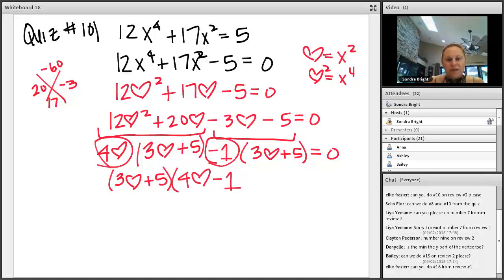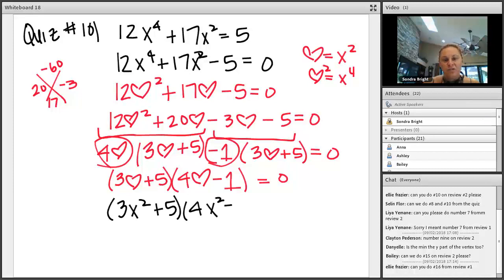All right, so I like to use hearts because I know math does not have hearts in it. And so right now I know to go back and replace the hearts. Once I get it factored, I'm going to replace it back with 3x squared plus 5 and times 4x squared minus 1. At this point, if you were to multiply these back out, I'm not going to do that because that would be going back to the original problem, but you should get the original problem if you were to FOIL these out.